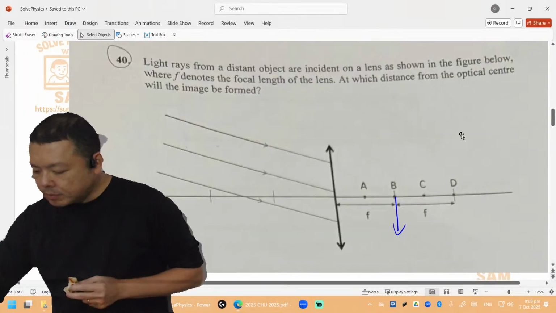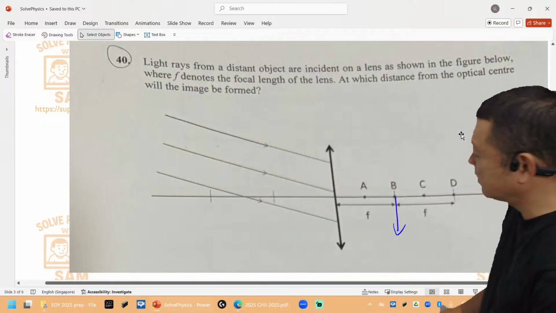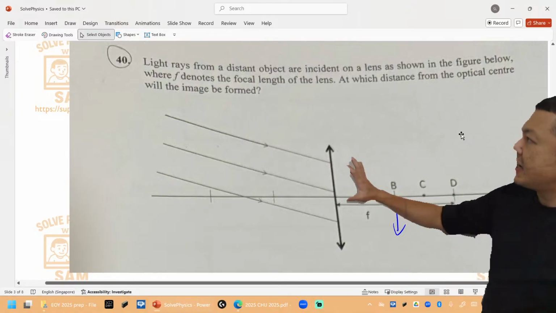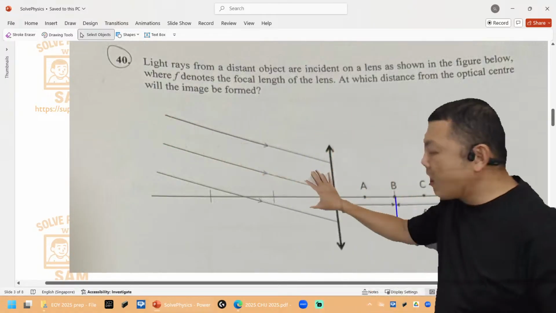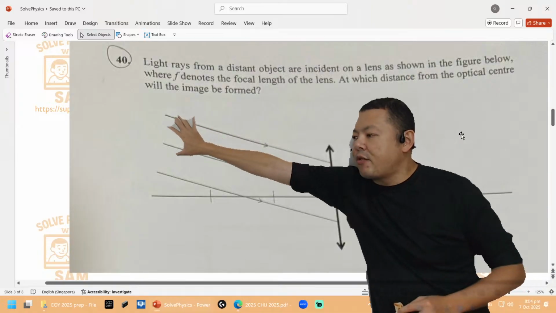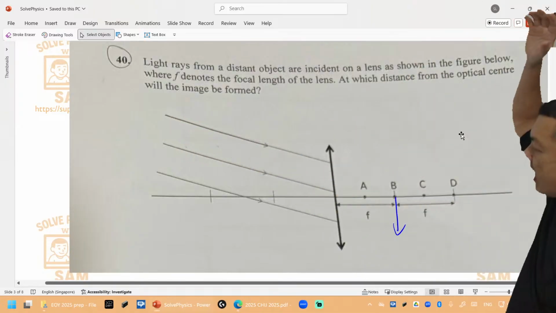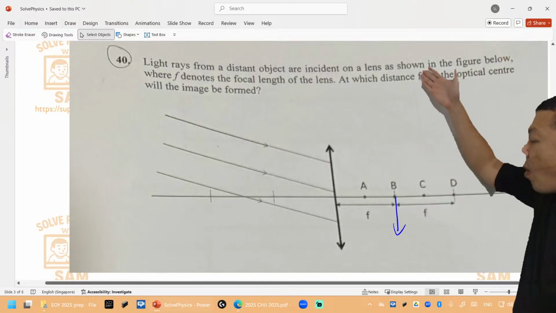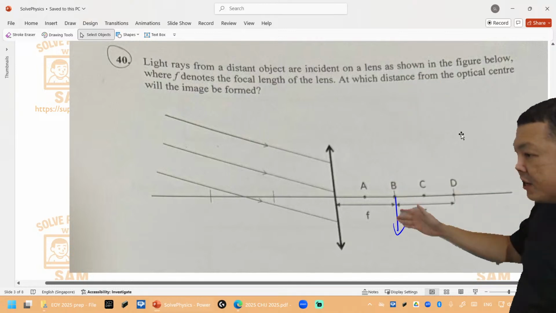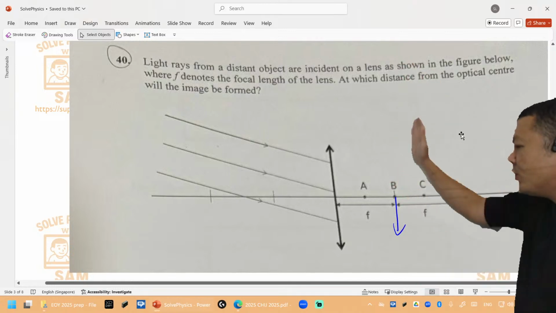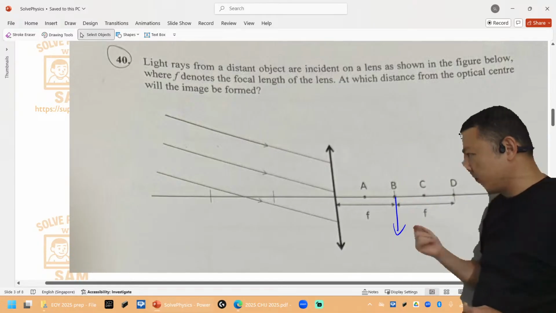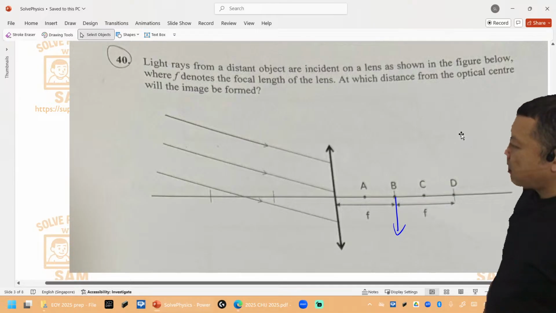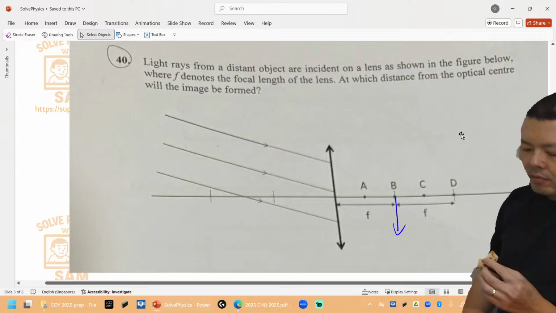Back to this one. So this one's straightforward. Very first thing that happens is that if the light rays from the object are coming from infinity, it will definitely form an image that's inverted, real and diminished at the focal plane. That means you have to put your screen here to capture this image. But you could have worked this one out. How to work it out?